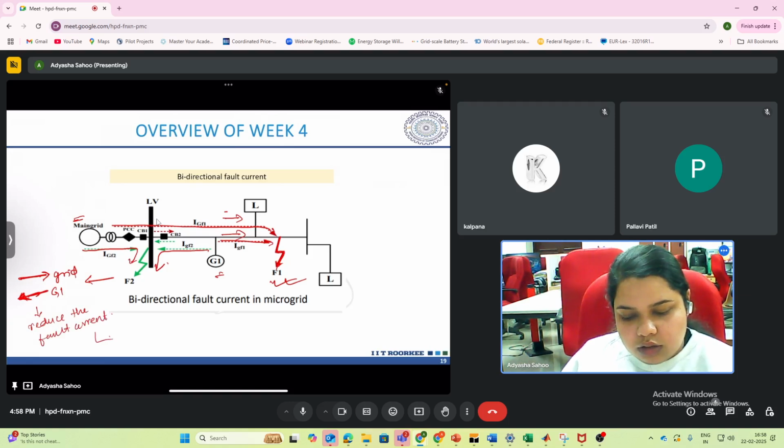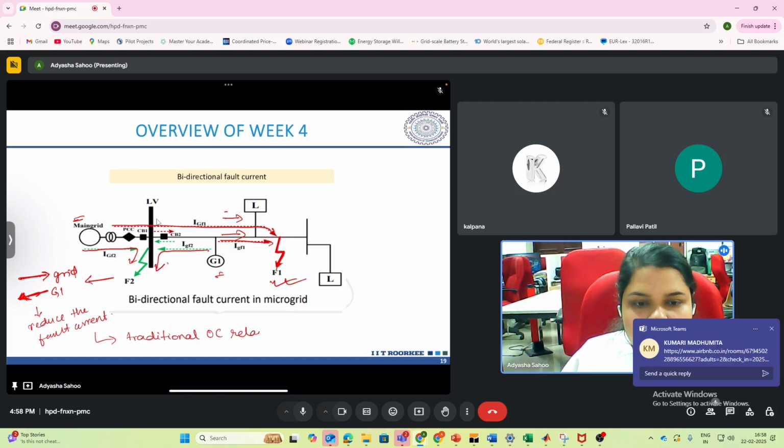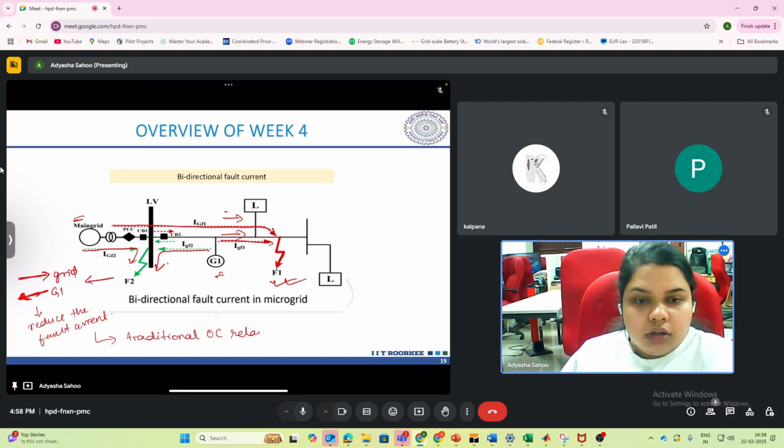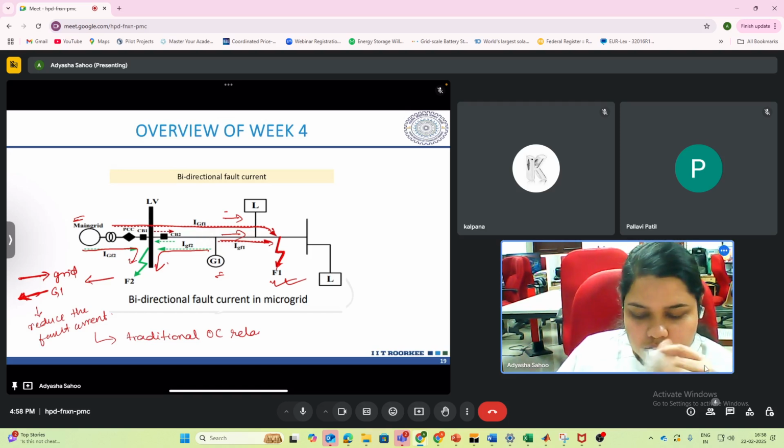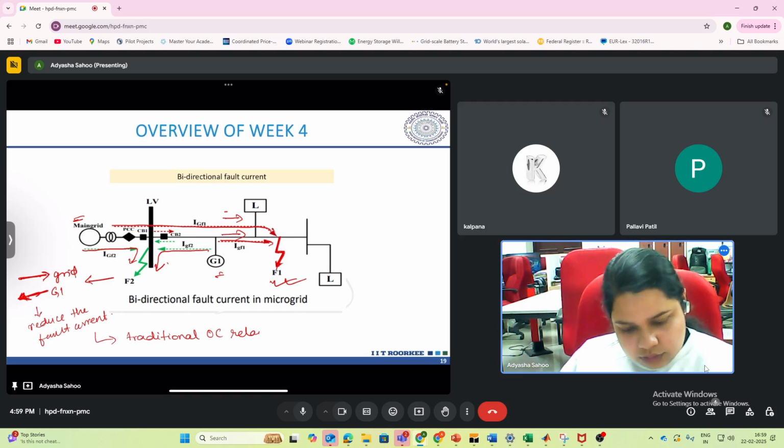and the traditional overcurrent relays cannot differentiate between forward and backward direction. They cannot sense the direction of the fault current. So for them, the forward feeding current or the backward feeding current will be the same. So if you have a traditional overcurrent relay here, it will not work. What you need is to install directional relays. The directional relay can differentiate between the directions of the fault current, and hence it can operate in a better way.